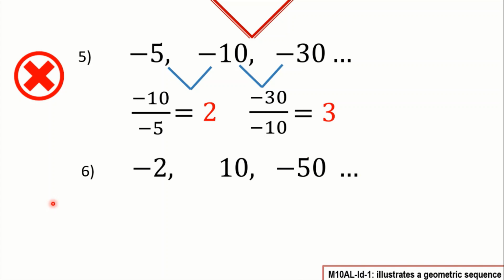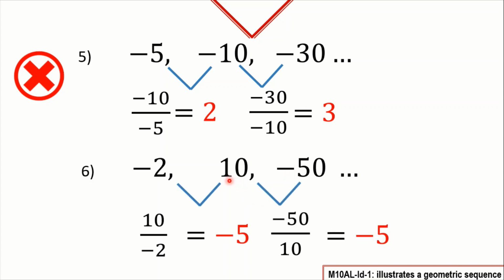Let's have example number 6. -2, +10, -50, and so on. Kunin natin ang ratio ng second over the first term. So, 10 divided by -2. So, magkaiba na naman ang sign. So, the answer is -5. Then, third term over the second term, -50 divided by 10 is -5. Pareho ng ratio between the terms. So, the given sequence is a geometric sequence at ang common ratio natin ay -5.